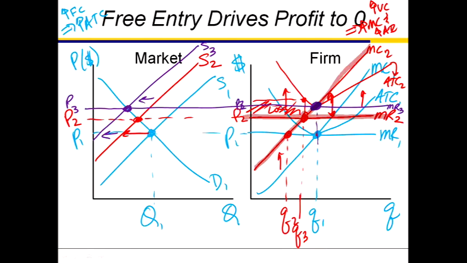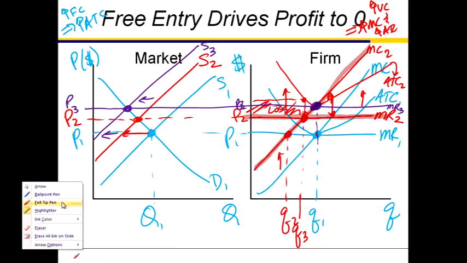You can call it quantity Q banana. I don't care what you call it. You can call it whatever you want. It's the third quantity in my story because the first quantity in my story determined how far to the left the supply curve shifted.